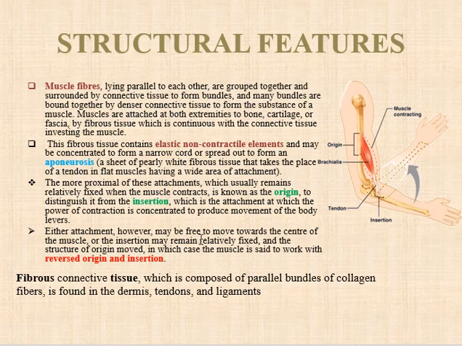Either attachment may be free to move towards the center of the muscle, or the insertion may remain relatively fixed and the structure of the origin moved, in which case the muscle is said to work with reverse origin and insertion, because in this case the structure of the origin moves and the insertion may remain relatively fixed. Fibrous connective tissue, which is composed of parallel bundles of collagen fiber, is found in dermis, tendon and ligaments.